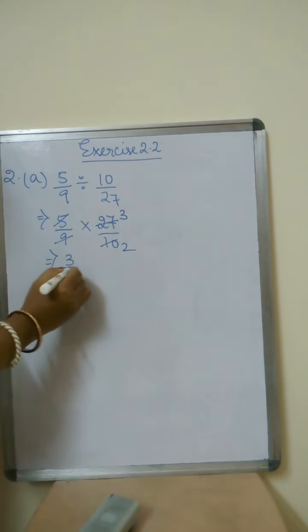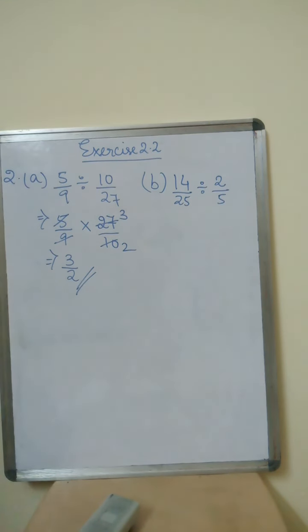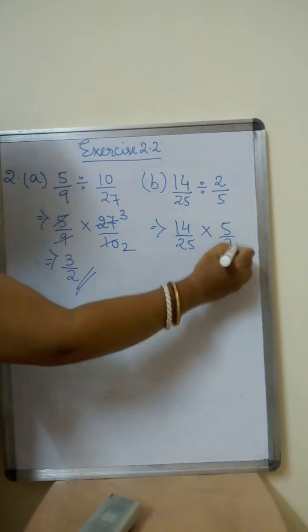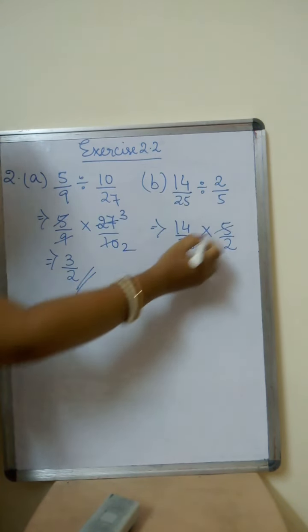Right? Number B. Number B is what? 14 by 25 divided by 2 by 5. Right? So now again same. The first fraction remains the same. The second fraction, here we add a multiply and we reverse it. 5 goes up, 2 comes down. So 5 5s are 25, 2 sevens are 14. So what is your answer? Your answer is 7 by 5.